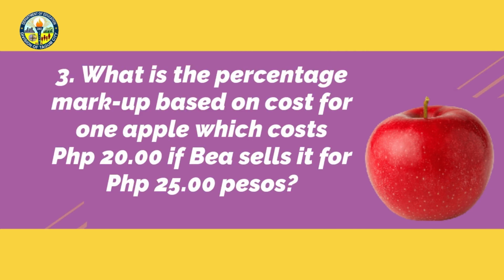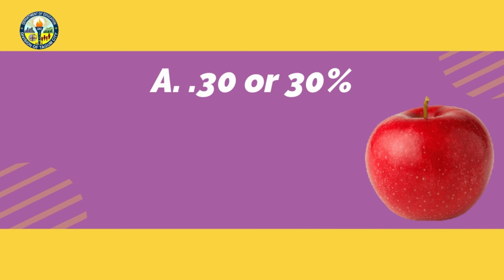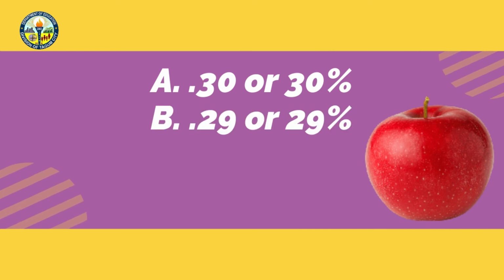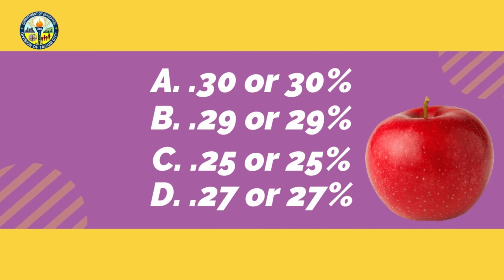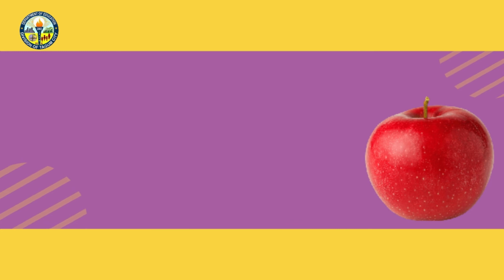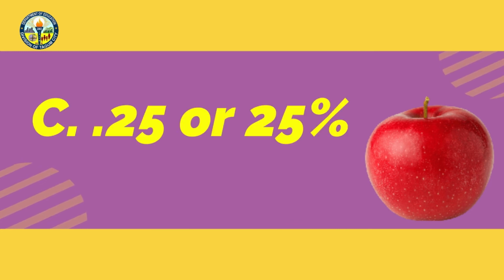Number 3. What is the percentage markup based on cost for one apple which costs 20 pesos if Bea sell it for 25 pesos? Letter A, 30 or 30%. Letter B, 29 or 29%. Letter C, 25 or 25%. Letter D, 27 or 27%. The correct answer is letter C, 25 or 25%.